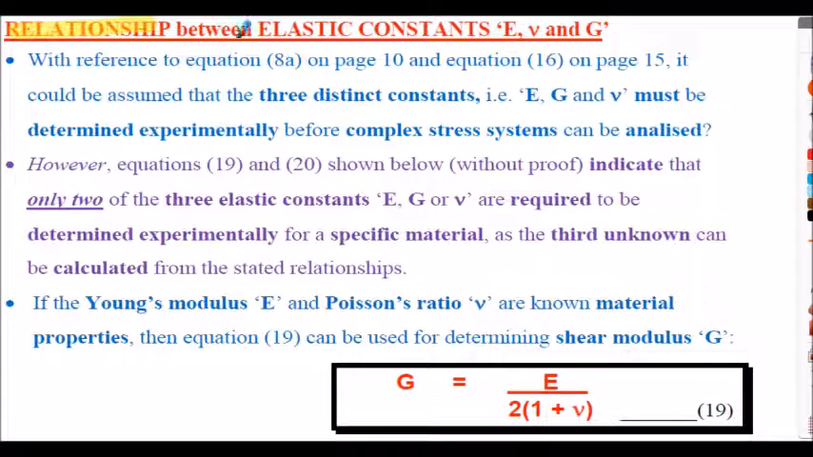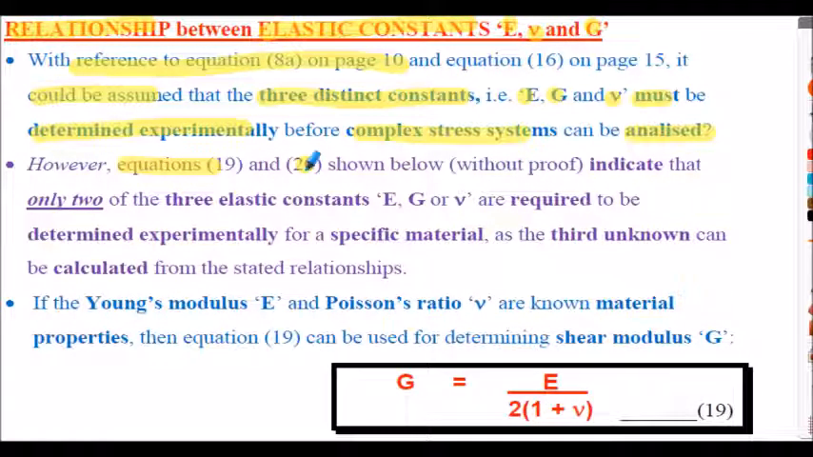Let's consider relationships between the elastic constants E, nu, and G. With reference to the previous equations we've derived, it could be assumed that there are three distinct constants, the E, the G, and the nu, that must be determined experimentally before complex stress systems can be analysed. However, equations 19 below and 20 on the next slide, both shown without proof, indicate that only two of the three elastic constants, E, G, and nu, are required to be determined experimentally for a specific material, as the third unknown can be calculated from the stated relationships.